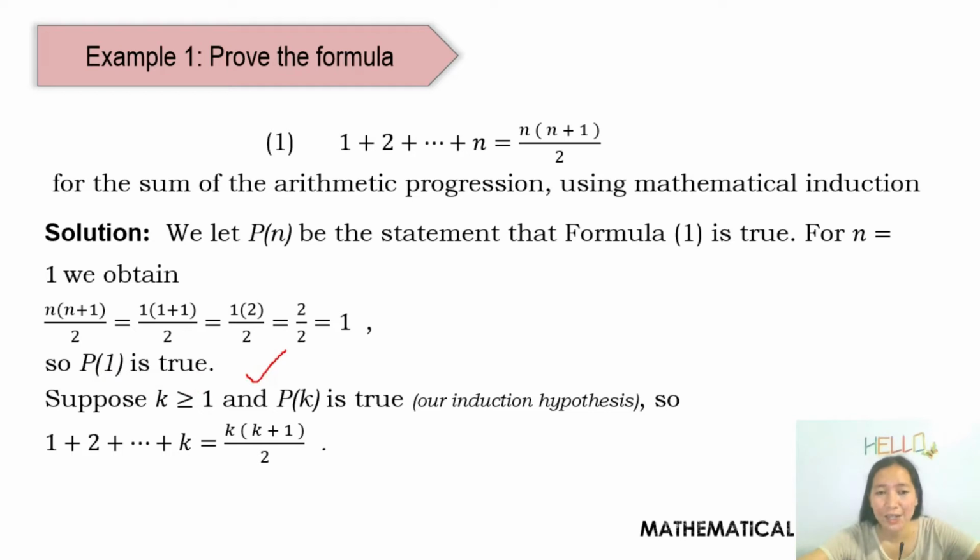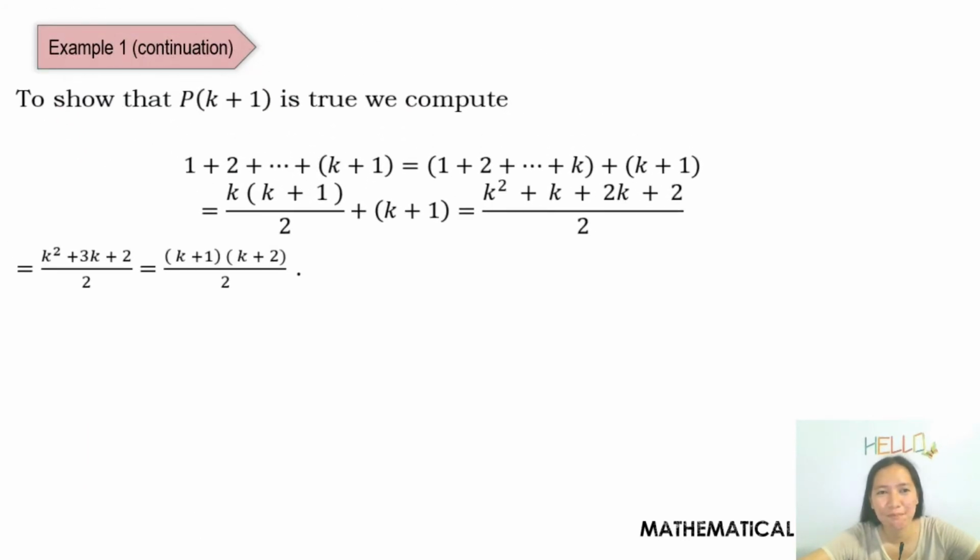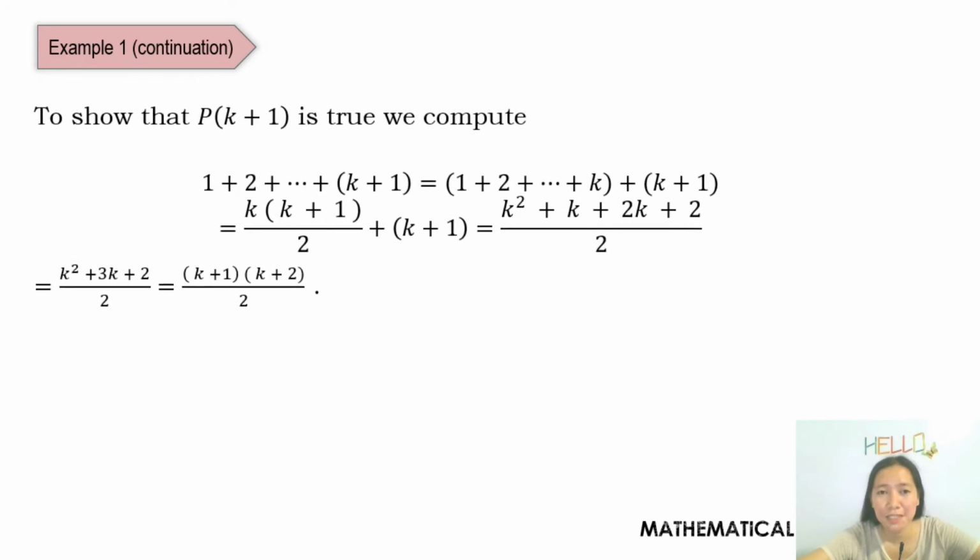Suppose k is greater than or equal to 1 and P of k is true, our induction hypothesis. So we have it here: 1 plus 2 plus and so on plus k is equal to k times k plus 1 all over 2. For the third step, to show that P of k plus 1 is true, we compute, so put k plus 1. From the second step that we had, we add k plus 1 to both sides.